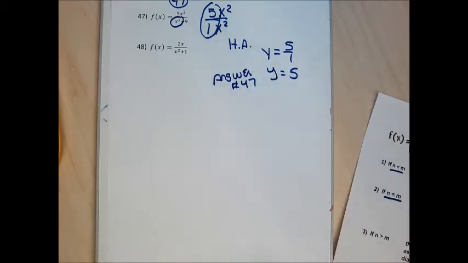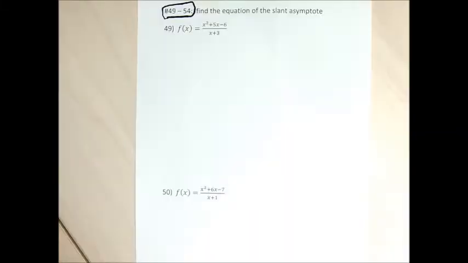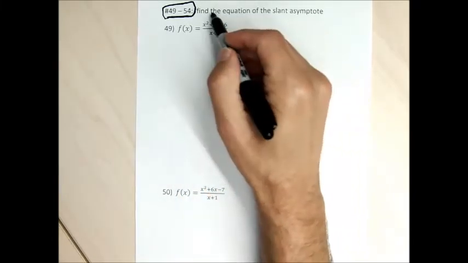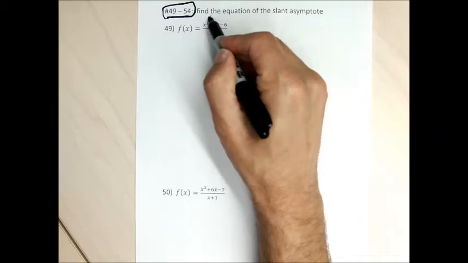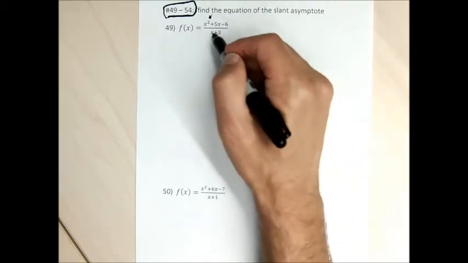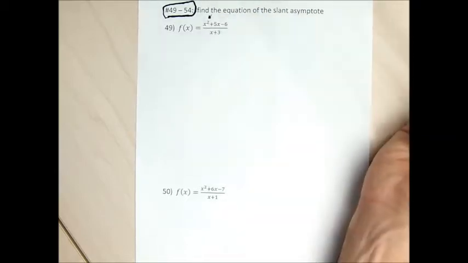So the last few problems in our section want us to find an equation of a slant asymptote. You get slant asymptotes when the highest exponent in the numerator, in this case 2, is bigger than the highest exponent in the denominator.